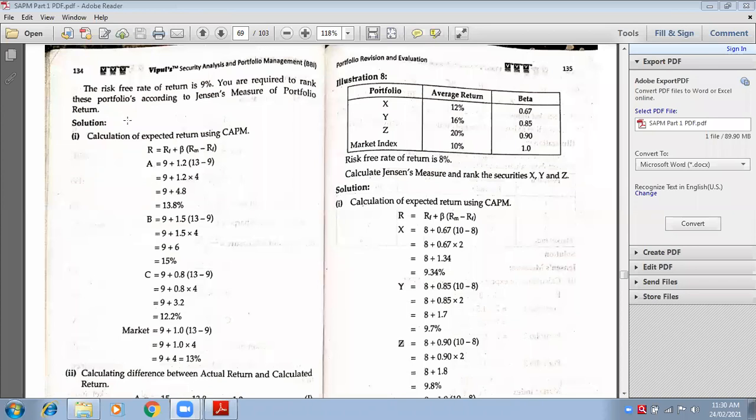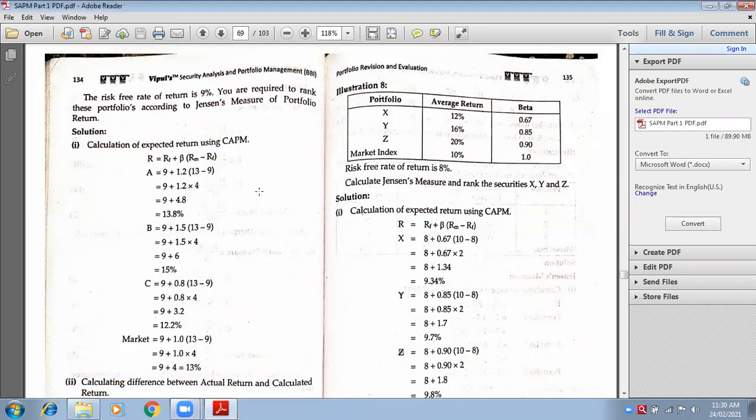Okay, fine. See, calculation of expected returns, ER, using the CAPM method, because the Jensen measure always uses the CAPM method. Now, what is the formula? The formula is for returns only. So, RF plus beta, RM minus RF. This is the formula to calculate the returns. So, we are going to calculate returns. Now, we are going to do it for A first.